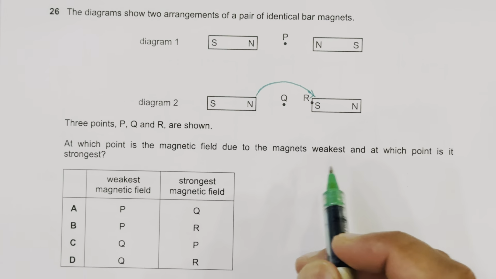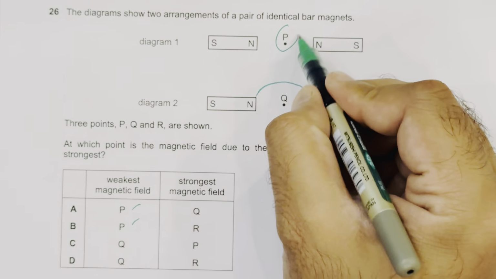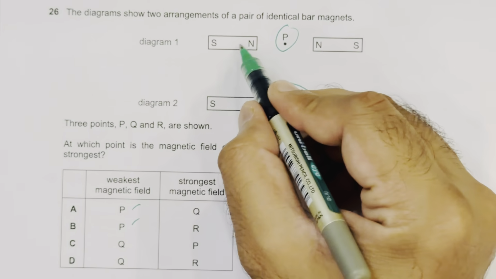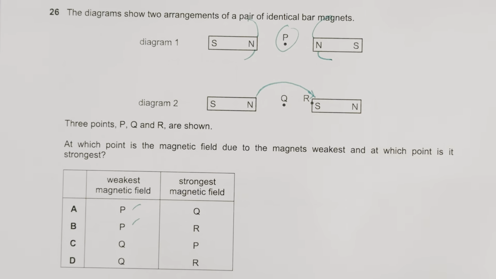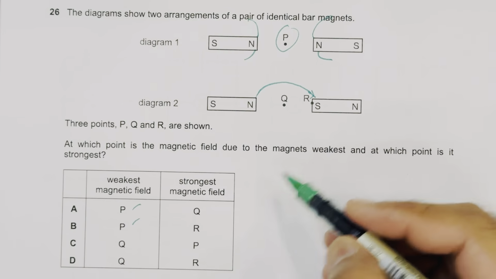So we know that the weakest would be at point P, because these poles are going to repel, so it would be the weakest, and the strongest would be at point R over here, where lines are meeting. So option number B is carrying those options. So option number B is the right one. Moving to question number 27.